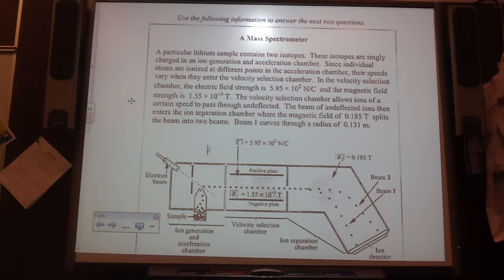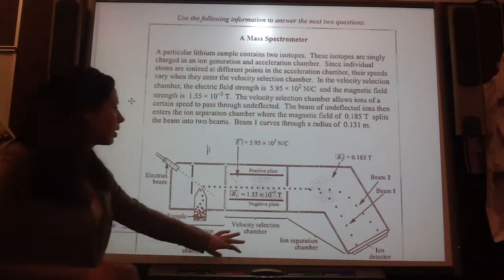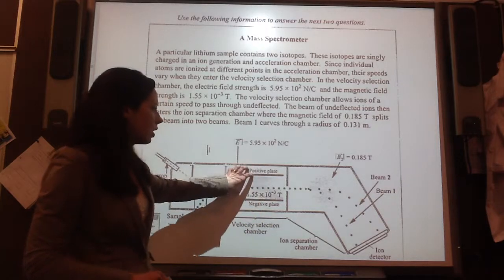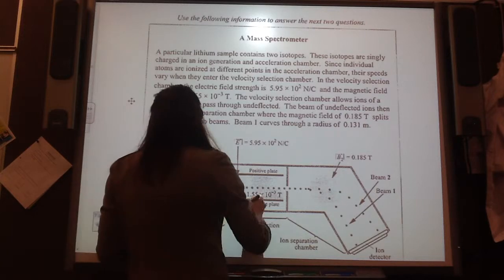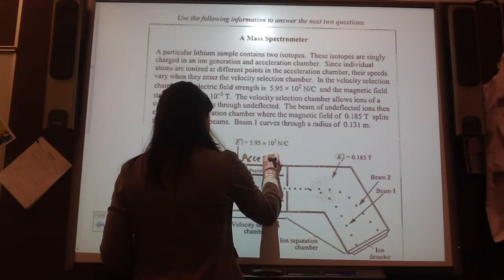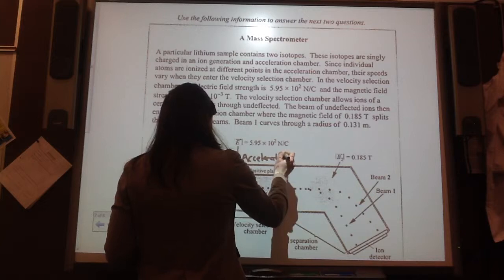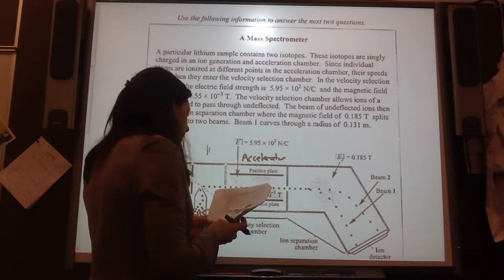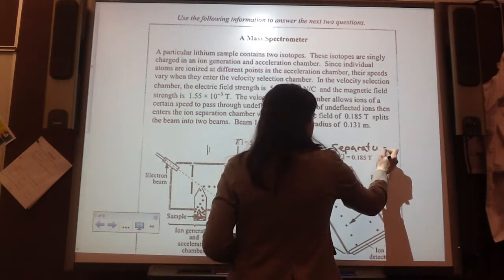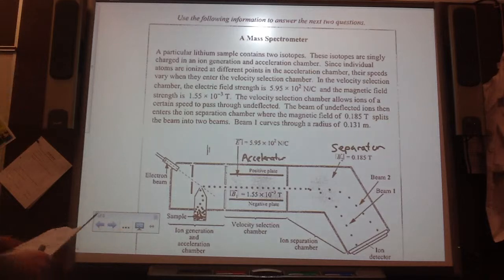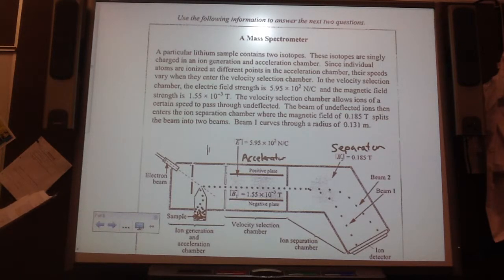In the velocity selection chamber, the electric field is given and the magnetic field is given. So that's talking about this space right here, the velocity selection chamber. So that's like the accelerator, if we were to think about this. And here would be like the separator or the deflector. So we see deflection happening. The velocity selection chamber allows ions of certain speed to pass through undeflected.